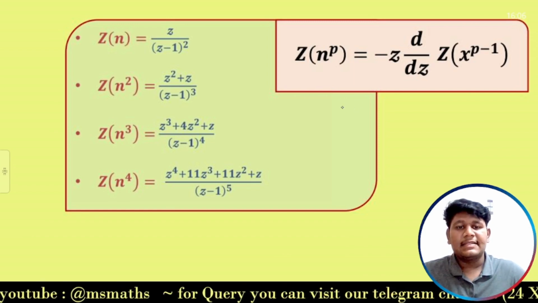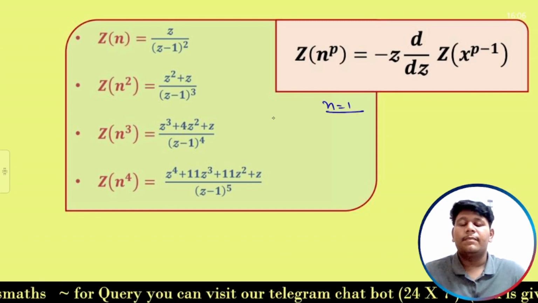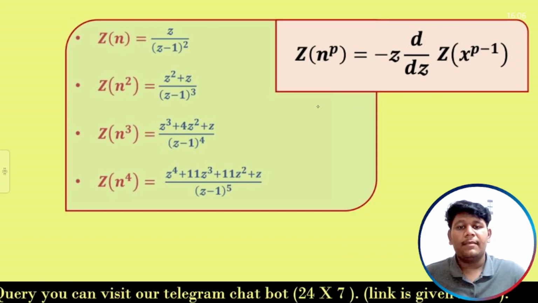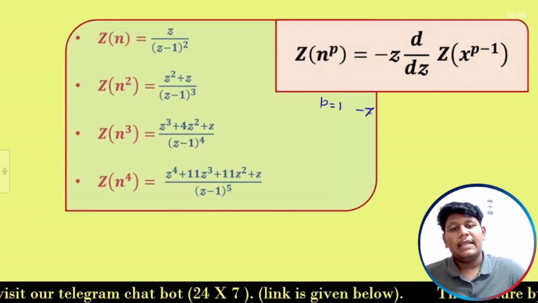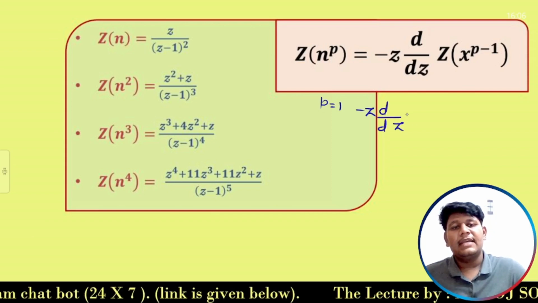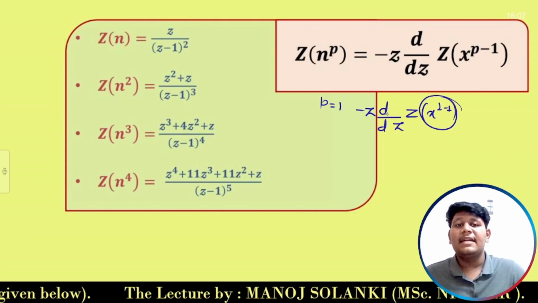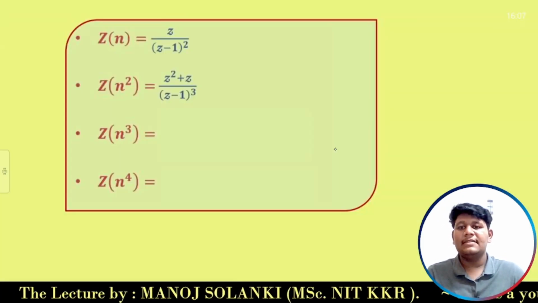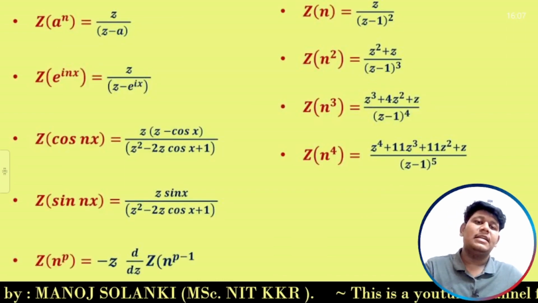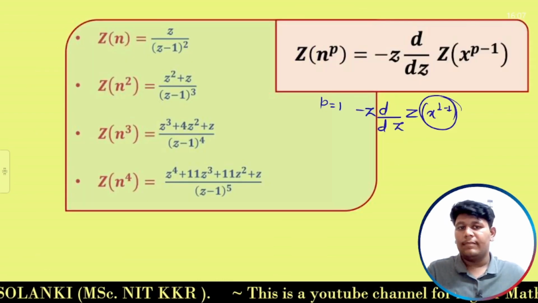If we have n power p, then we can easily calculate like this. I'm taking an example, p equals 1. So p equals 1 gives minus z d by dz of the z transform of n power 1 minus 1, which is nothing but the z transform of 1, and we have calculated this here. So basically we can easily calculate like this.